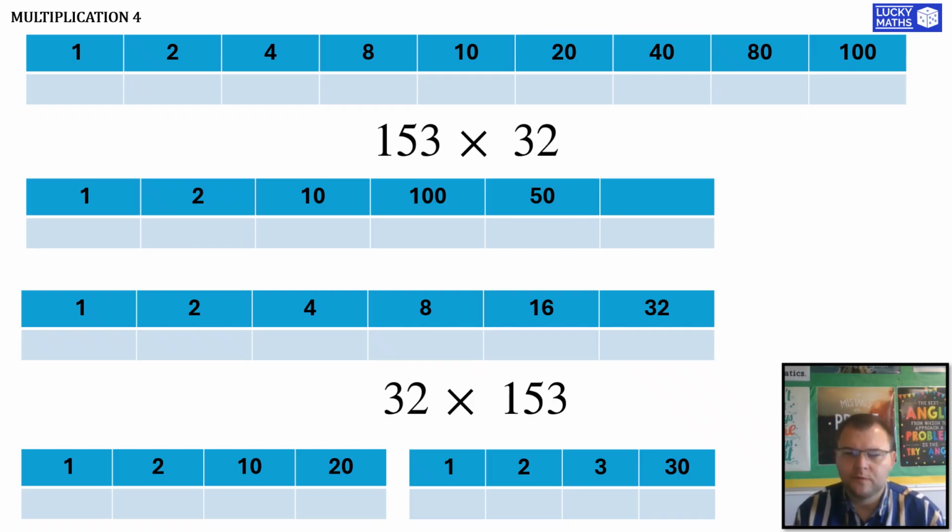This is multiplication 4. So the level is stepping up a little bit now. This is more like GCSE Foundation style questions. 3-digit times 2-digit multiplication for 3 marks on the non-calculator paper generally. So 153 lots of 32.